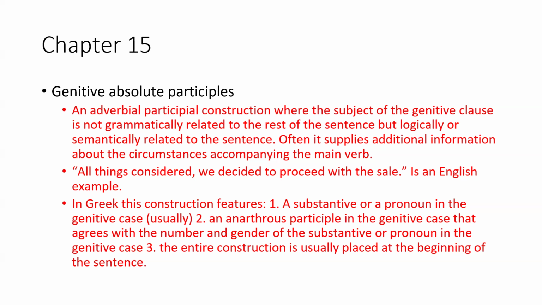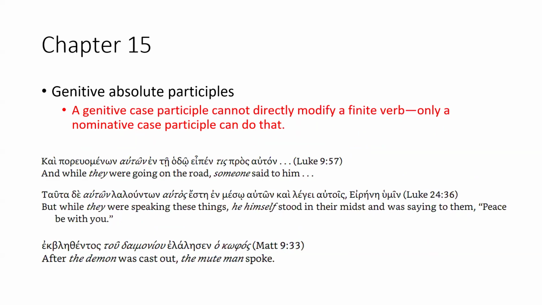In Greek, this construction features a substantive or a pronoun in the genitive case, usually, and an anarthrous participle in the genitive case that agrees with the number and gender of the substantive or pronoun in the genitive case. Three, the entire construction is usually placed at the beginning of the sentence. A genitive case participle cannot directly modify a finite verb. Only a nominative case participle can do that, so that's key. If you're seeing a genitive case participle, you need to remember that it cannot directly modify a finite verb. You might be looking at a genitive absolute participle.